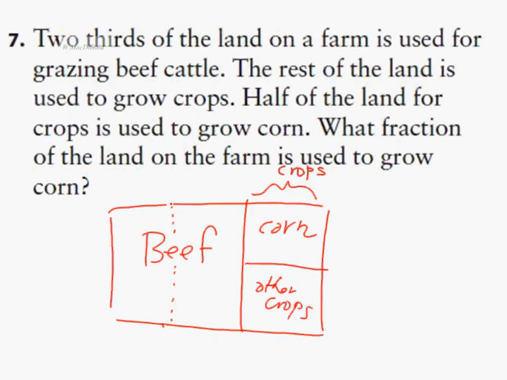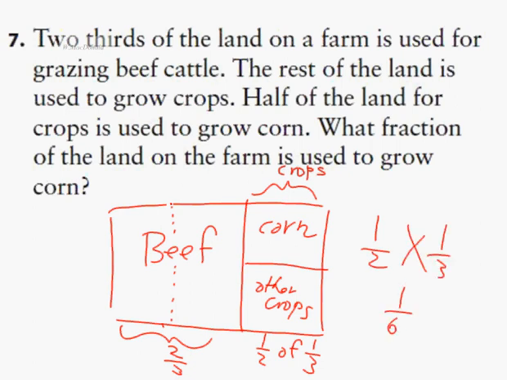So what fraction is used to grow corn? So really, if 2/3 is used to grow beef, then that means that half of 1/3, which is the crop part of the farm, is used to grow corn. So that's really an easy one. That's half of 1/3, which is 1/6. So 1/6 of the farm is used to grow corn.